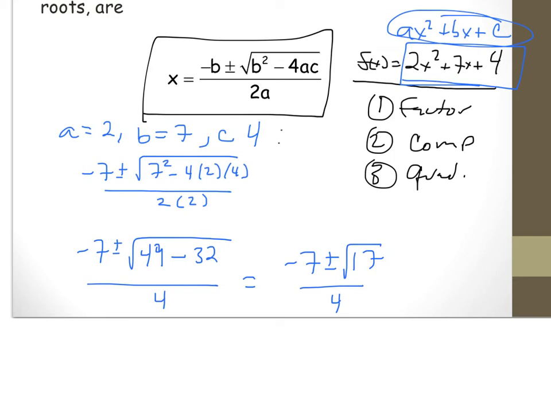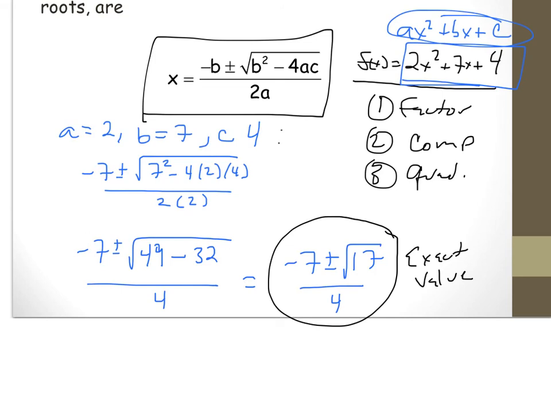Now this is the exact value. And that's what I'm going to be asking for when you provide solutions. I want the exact value. So the solutions, or our x's or our x-intercepts, are negative 7 plus or minus root 17, all divided by 4. So if you wanted to actually get a decimal value, you just plug this into your calculator.